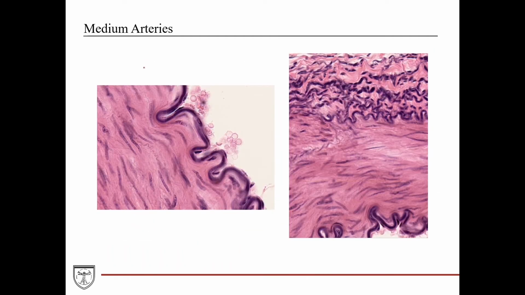A couple other slides from a tunica media. This is actually from the same vessel. As you can see here, this dark staining line just below the endothelium is that prominent internal elastic lamina.